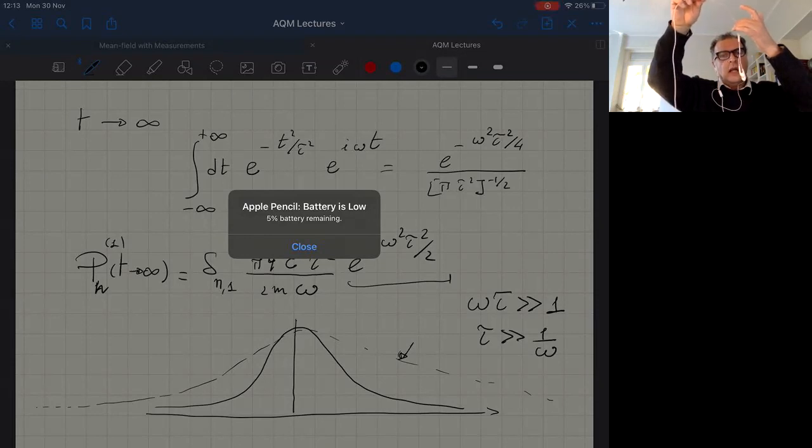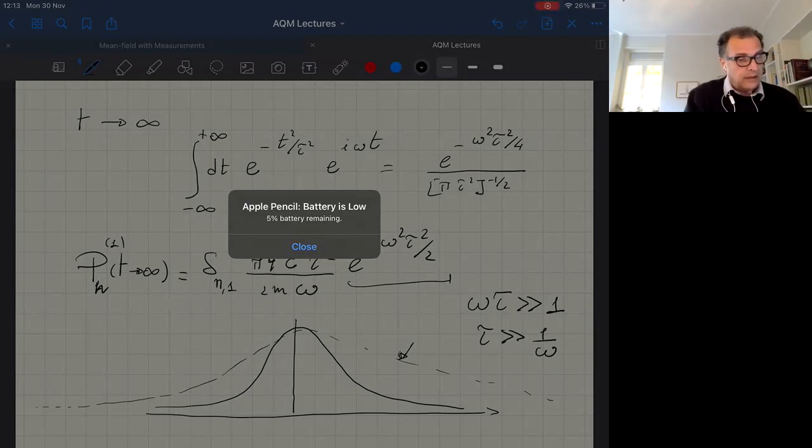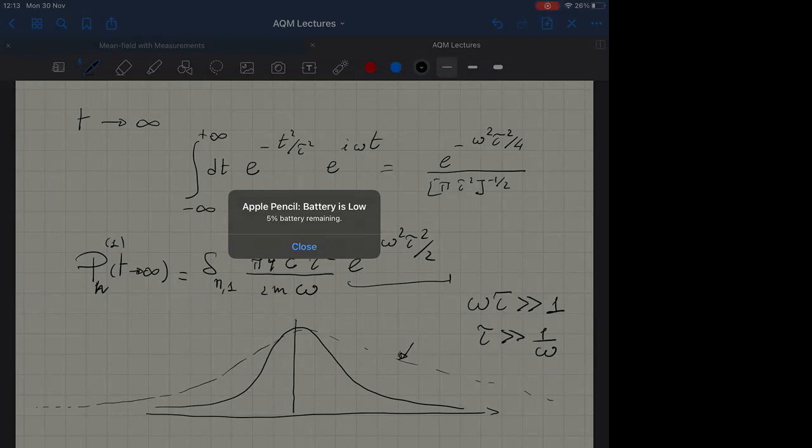Okay, so I just change the state of the system, but without exciting to higher states. So that's the reason why the probability.